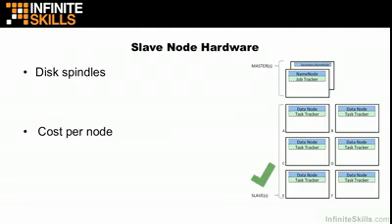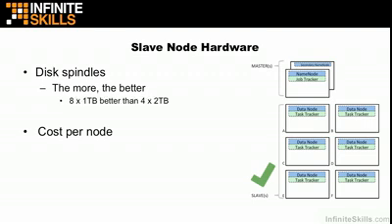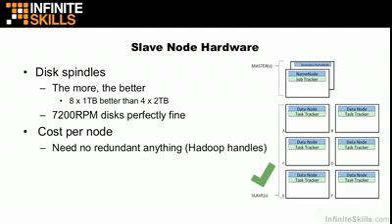On the slave node hardware, an administrator is typically going to have one of 2 concerns. They want a high number of disk spindles, and they want to focus on the cost per node. Again, with disk spindles, the more the better. 8 1-terabyte drives, for example, is much better than 4 2-terabyte drives. And again, you don't want super expensive hardware. 7200 RPM disks work perfectly fine. The cost per node is definitely something you're going to want to take into consideration.